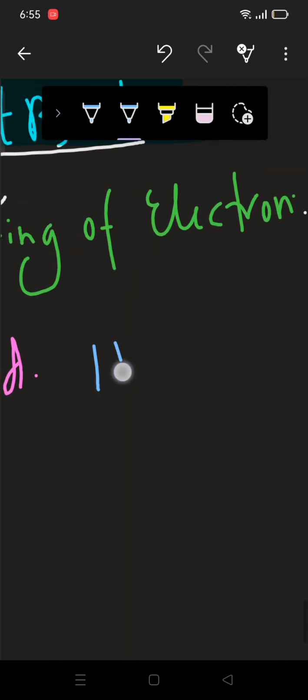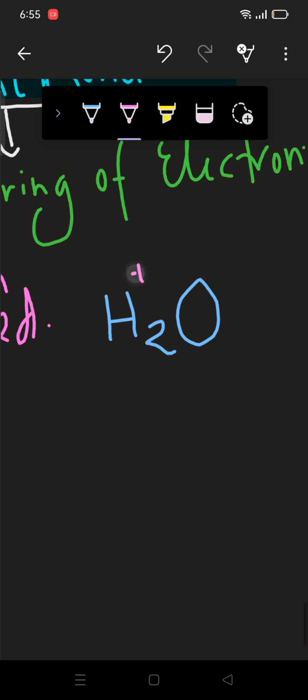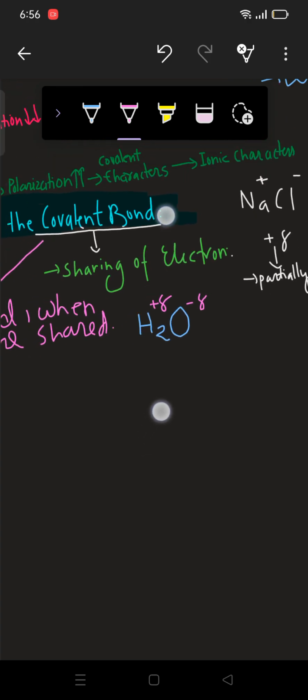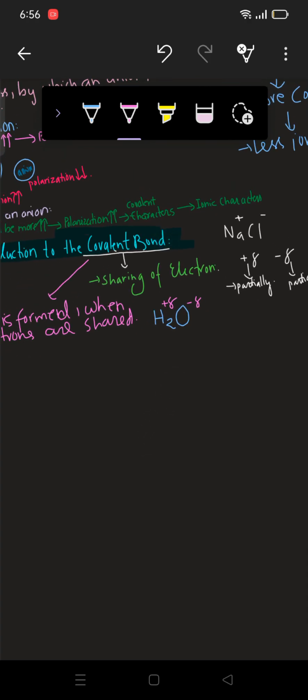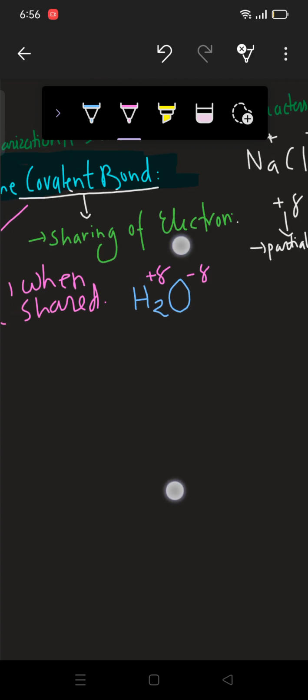But if I talk about covalent bond examples, we have a best example, H2O. Now see, there we have charges as well, positive and negative, but here we will have partial charges: partially positive here, and partially negative here, because two electrons from hydrogen have been shared with one atom of oxygen. That's why they have got partial charges, a partial positive charge on hydrogen and a partial negative charge on oxygen.